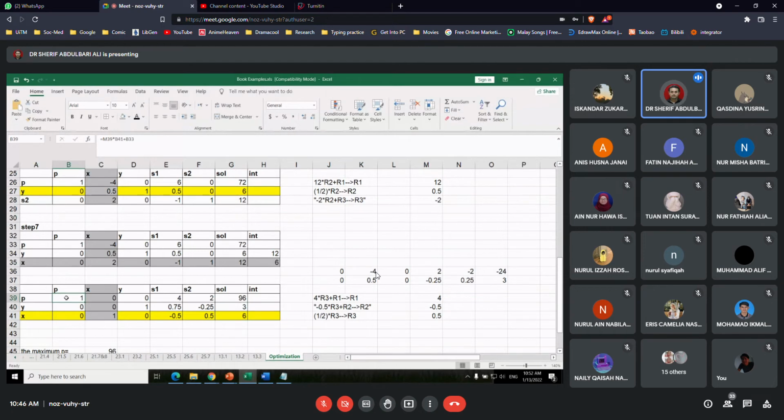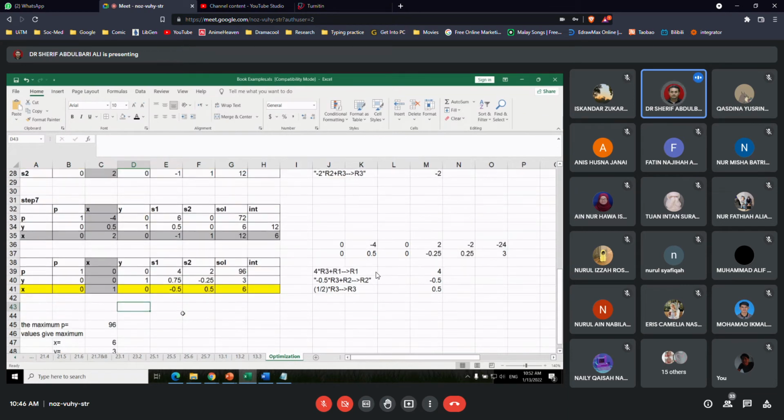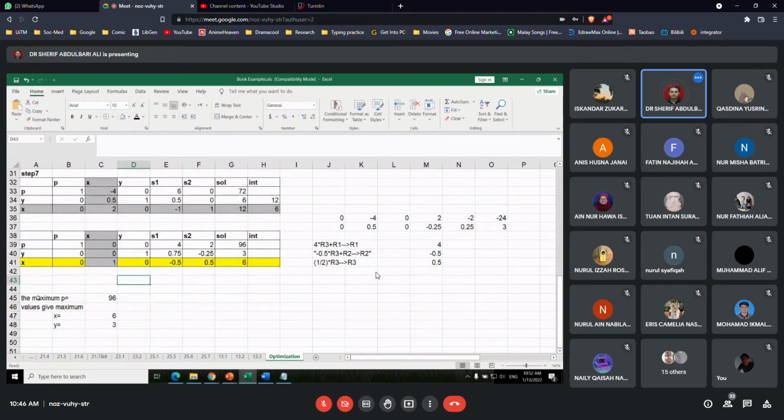Now you are looking at the first row. In the first row, there is no negative value, so you achieve the answer. So you need to say the answer of this function will be maximized by 96 when y is equal to 3 and x is equal to 6.